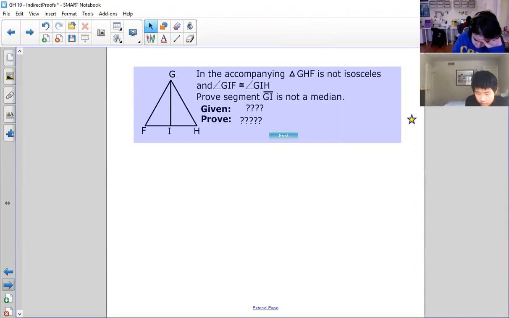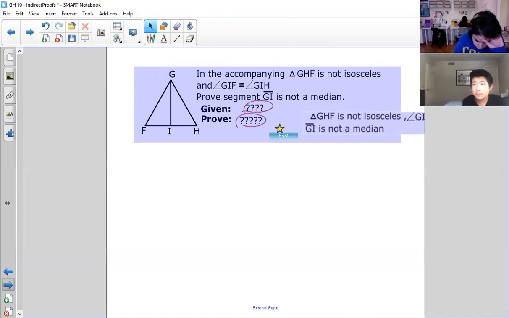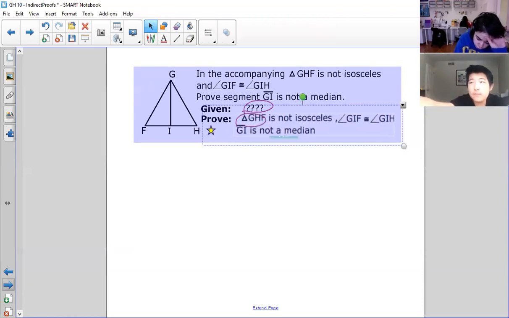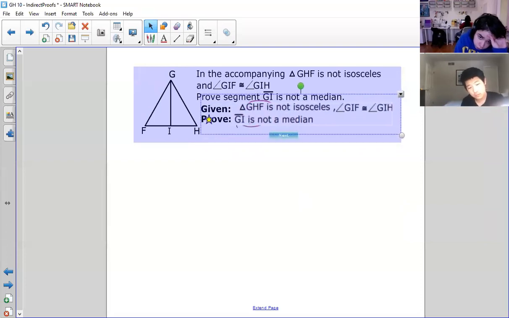So what would my given be? Segment GI is a median. That's what I'm proving, right? GHF is not isosceles, and angle GIF is congruent to angle GIH. That would be my given, and then I'm proving GI is not a median, right? So now I have what I need to know. GHF is not isosceles, angle GIF is congruent to GIH, and prove GI is not a median.